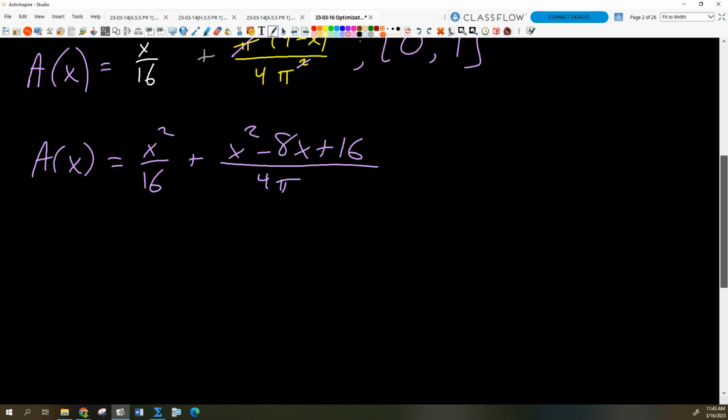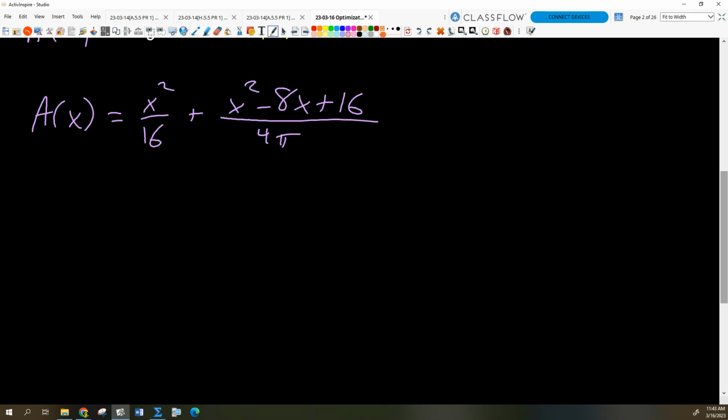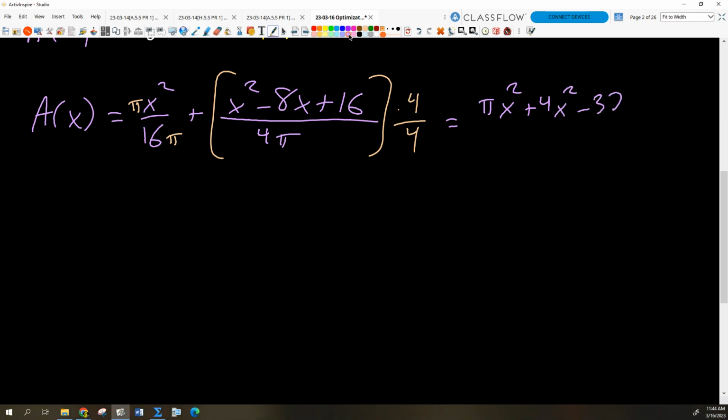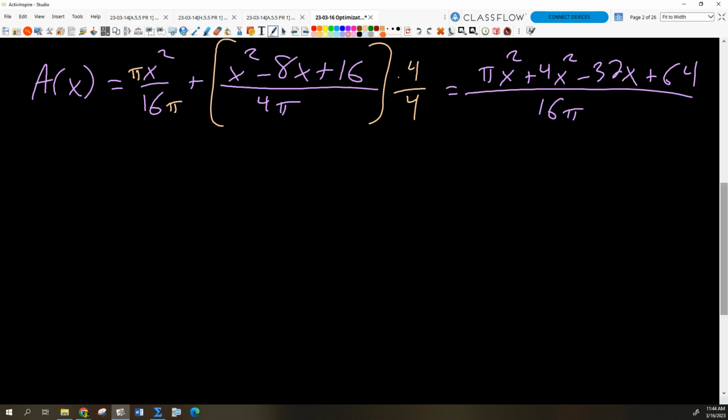How about I could even, if I want to, get a common denominator here. That'd be fine. I could multiply that fraction by 4 over 4 to get 16 pi on the bottom. And I could multiply this one by pi over pi to get 16 pi on the bottom if I want to, right? It's another way to look at this. And then I end up with pi x squared, if I distribute the 4, plus 4x squared minus 32x plus 64 all over my common denominator of 16 pi. I just pull that common denominator out front and think of that as a constant then, right?